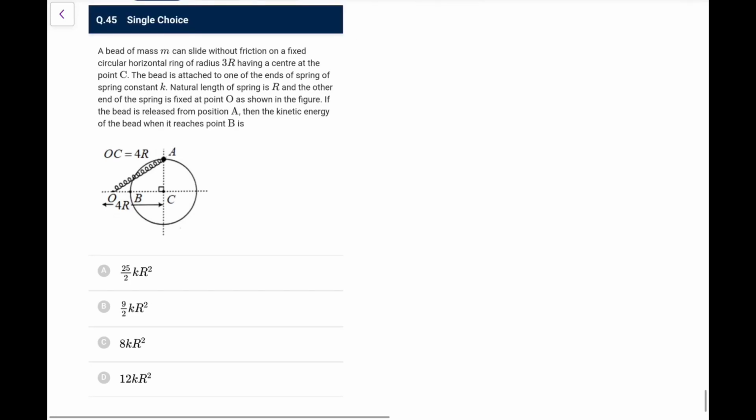Now the last one. A bead of mass m can slide without friction on a fixed circular horizontal ring of radius 3r, having a center at C. The bead is attached to one of the ends of a spring of constant k, natural length r, and the other end of the spring is fixed at O. If the bead is released from A, then the kinetic energy when it reaches B is? Okay, so now the radius is 3r, this is 4r, so initially OA length you can make out is 5r.